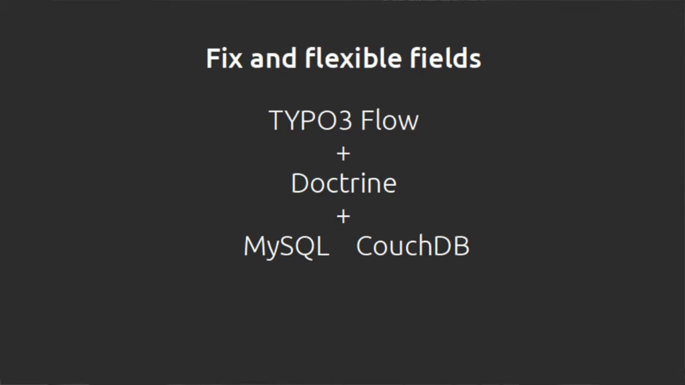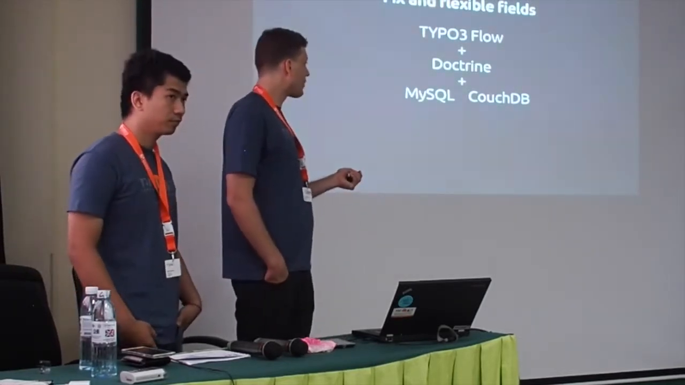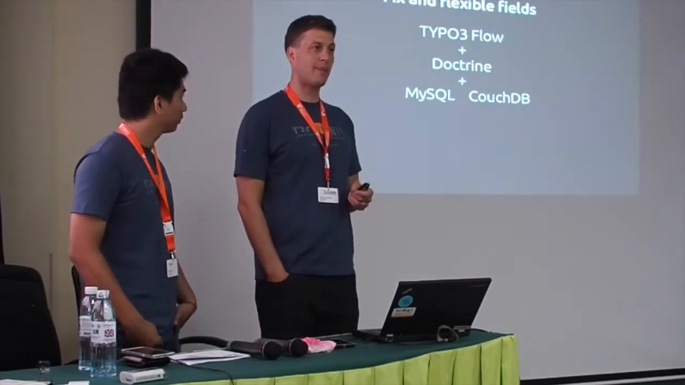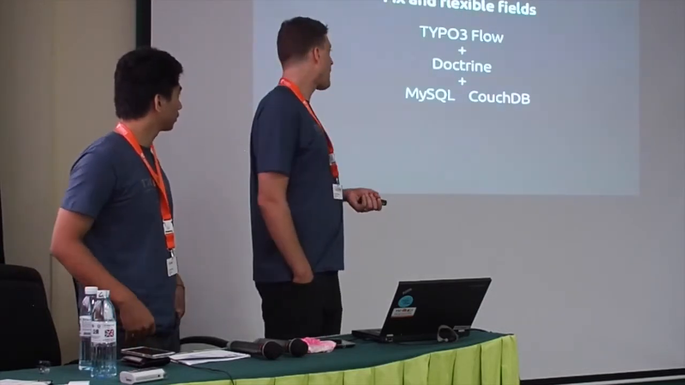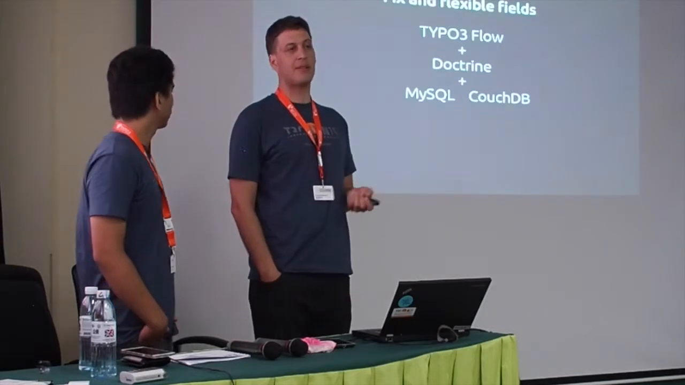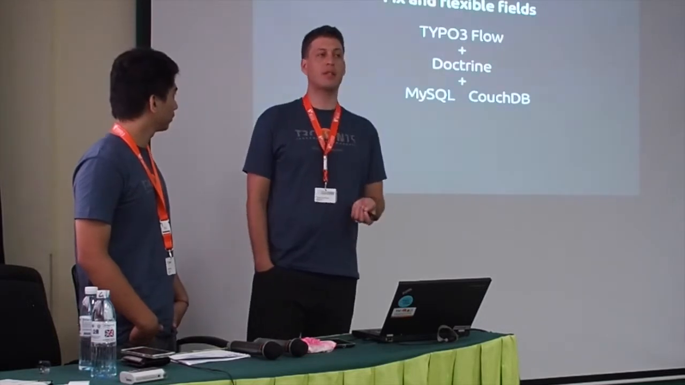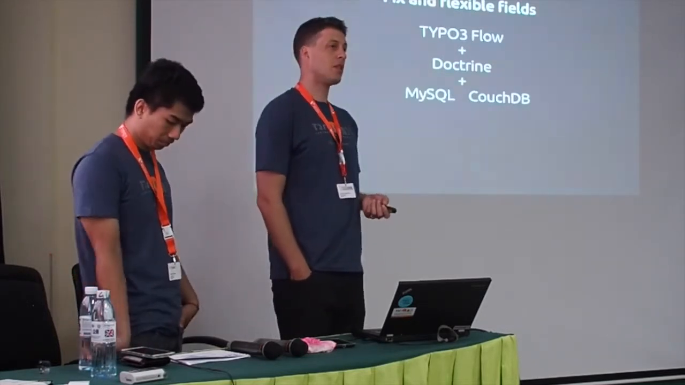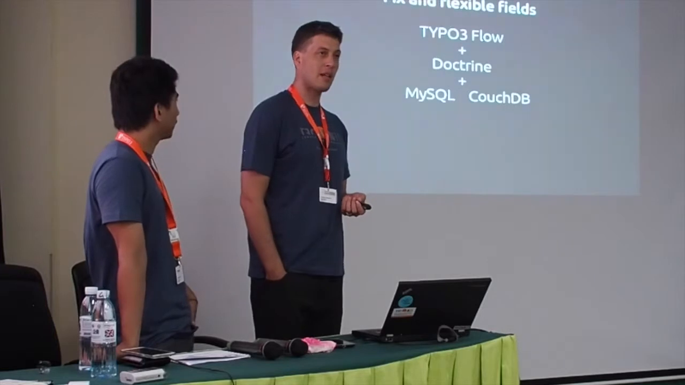So every event has some fixed feeds, but also if you want to implement this for lots of event cases, you need to have flexible feeds too. So we decided to use not only MySQL as a database, but we also use CouchDB. We're using two databases: CouchDB as a key value store for the flexible data, and MySQL for the fixed feeds. That works very well, because for Flow there is a CouchDB package that we can install, and Doctrine is just handling the persistence.